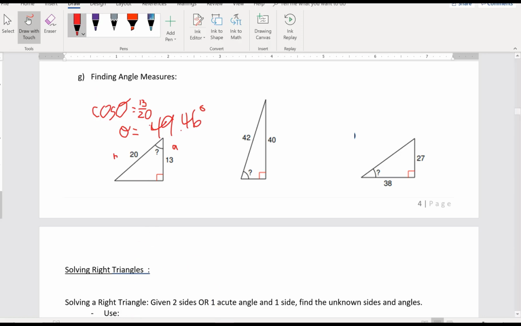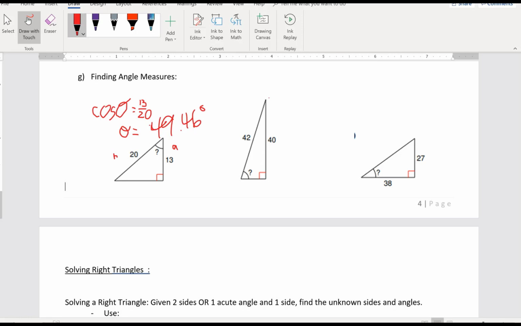Okay, let's move on. Here's our next triangle, and here's our angle. So we have opposite over hypotenuse. So that would be sine. Remember, we have SOHCAHTOA, and so sine is your opposite over hypotenuse.